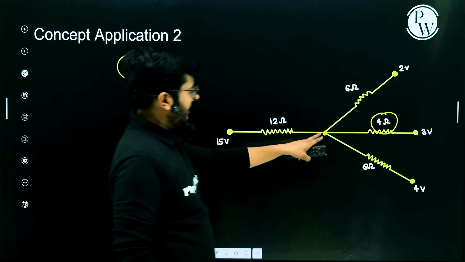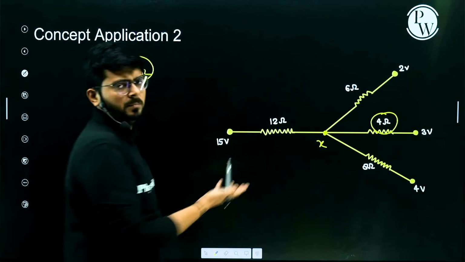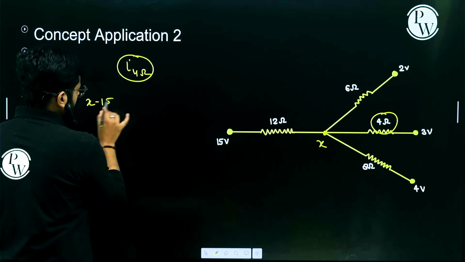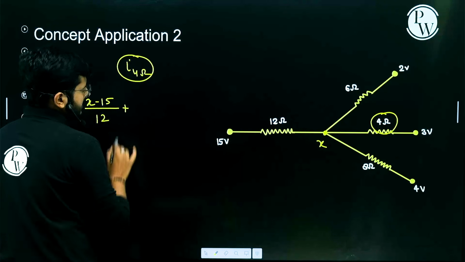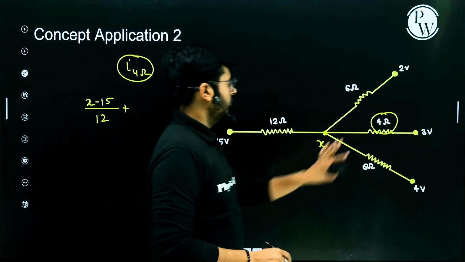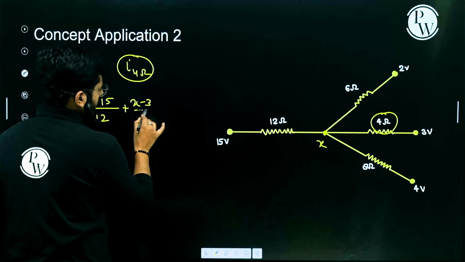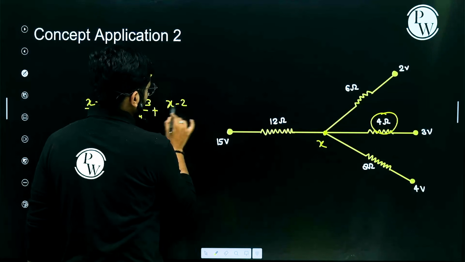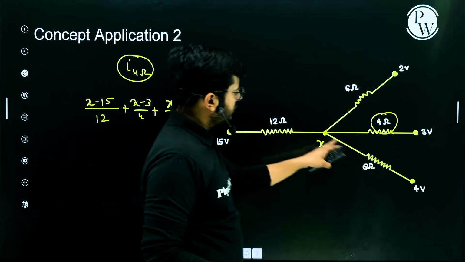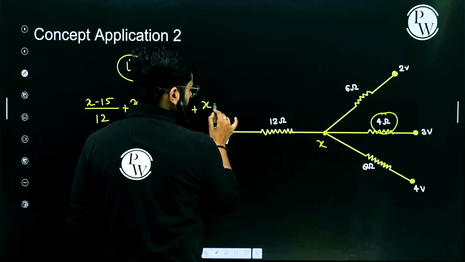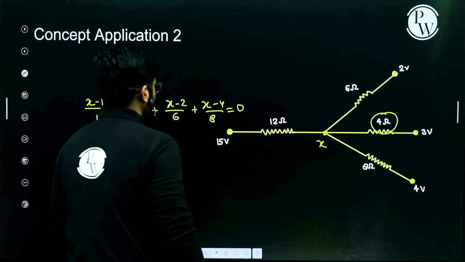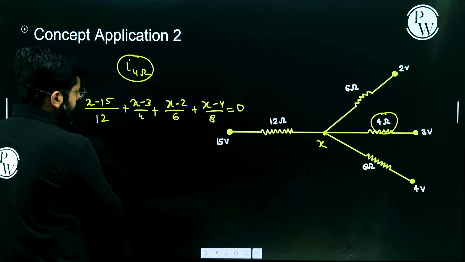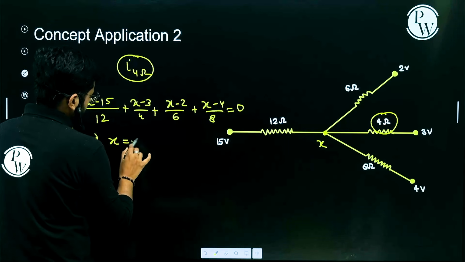Let's say the potential at this particular point is x again. So try and apply the KCL over here. We have (x minus 15) upon 12 plus (x minus 3) upon 4 plus (x minus 2) upon 6 plus (x minus 4) upon 8. The summation of this whole thing is going to be 0. So just solve it and get the value of x first.